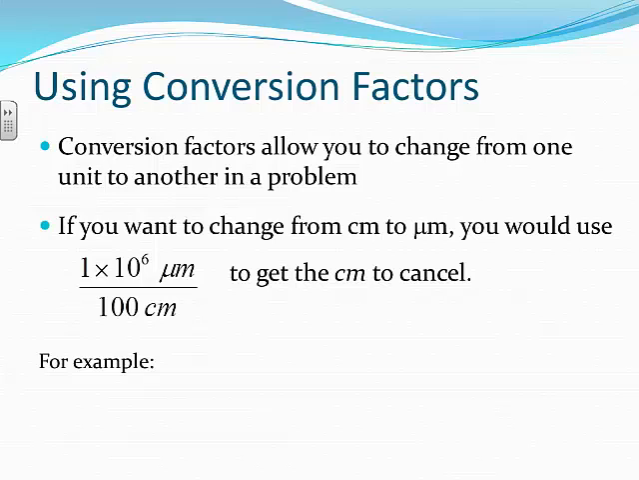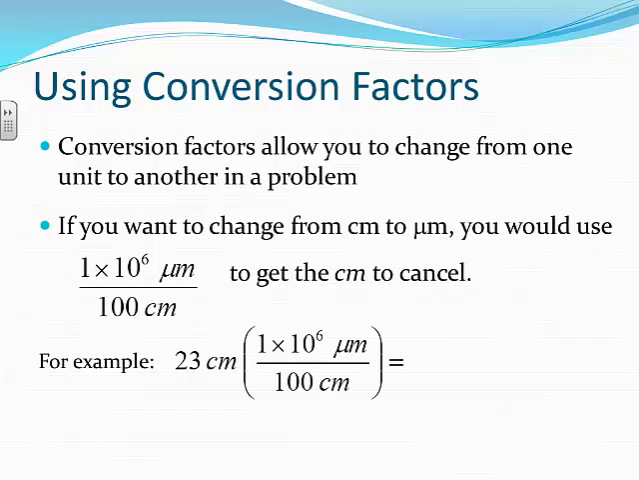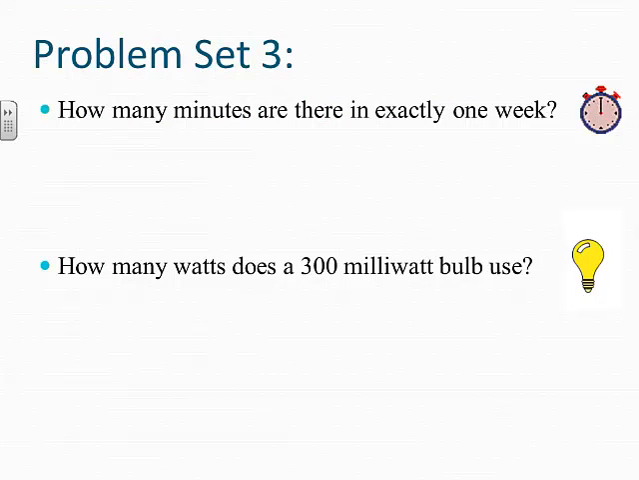If you want to change from centimeters to micrometers, you would use 1 times 10 to the 6th micrometers over 100 centimeters to get the centimeters to cancel. 23 centimeters changing into micrometers. By setting the fraction up this way, we can see that the centimeters will cancel, and we multiply by 1 times 10 to the 6th and divide by 100. We find that we get 2.3 times 10 to the 4th micrometers is equivalent to 23 centimeters. Take a moment to try and work through these problems, and then we will discuss them further in class.